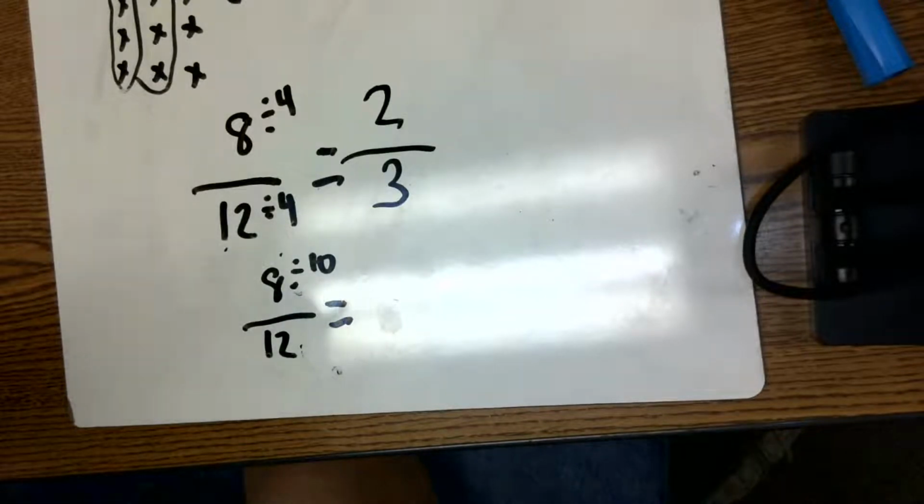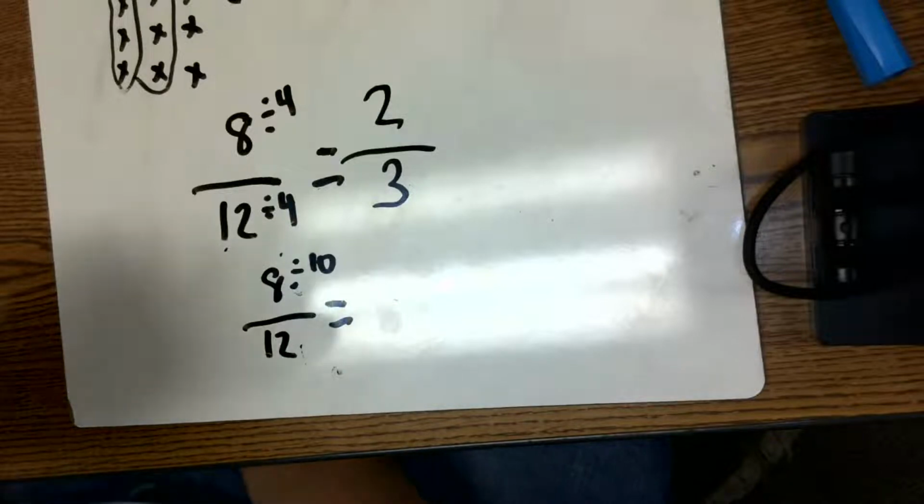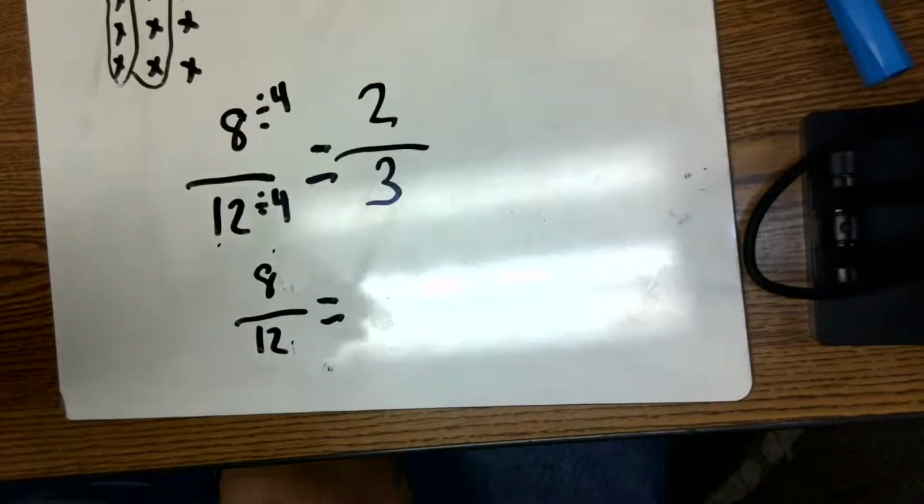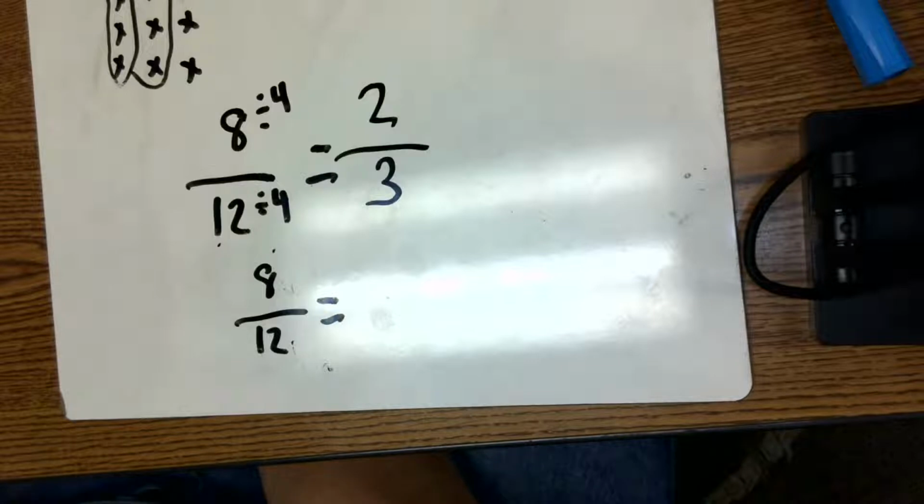Rahelia, we're on number 13 on the back on page 340. What number goes into 8 and into 12? That would be part of the same fact family. Anyway, take a guess.